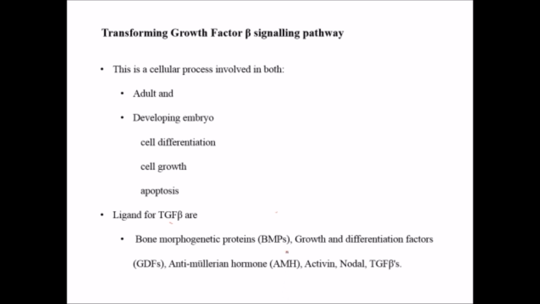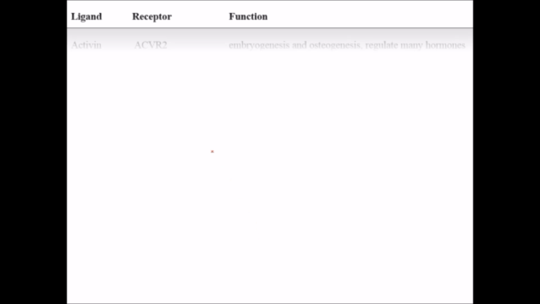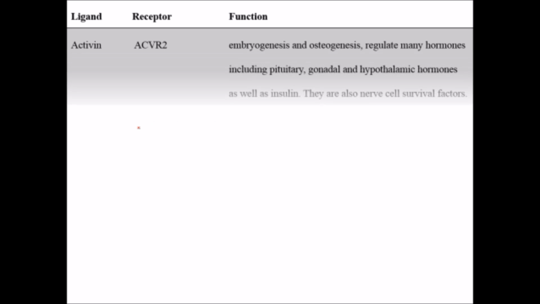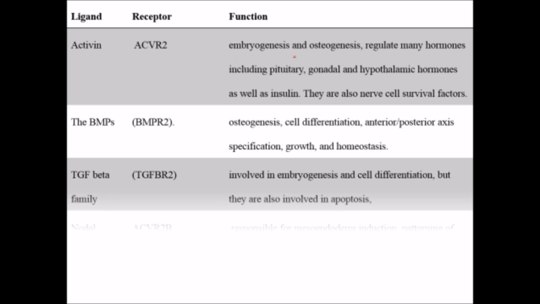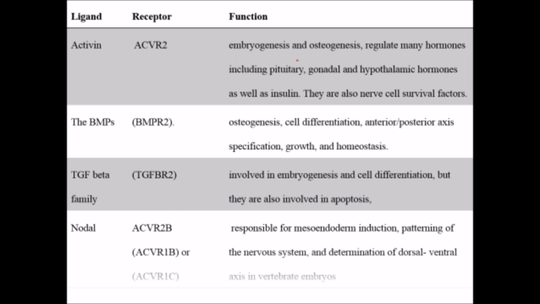Although they regulate growth in the adult as well as the developing embryo, they are somehow different from each other. Let's look at how they differ: they differ in their receptors and functions. For example, activin binds to the activin receptor 2, and it is specific for embryogenesis and osteogenesis and regulates many hormones, including pituitary, gonadal, and hypothalamic hormones, as well as insulin.